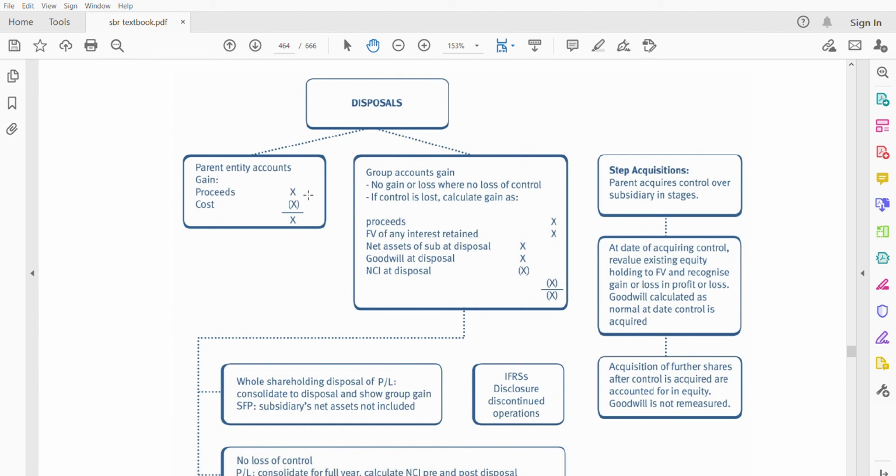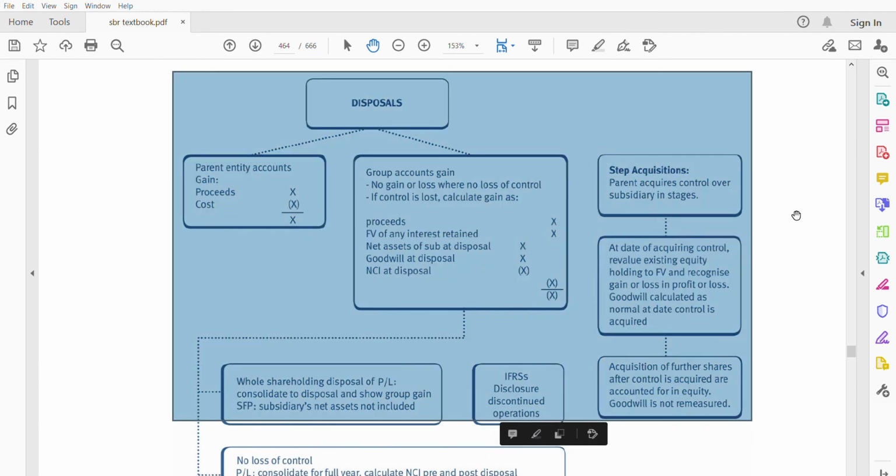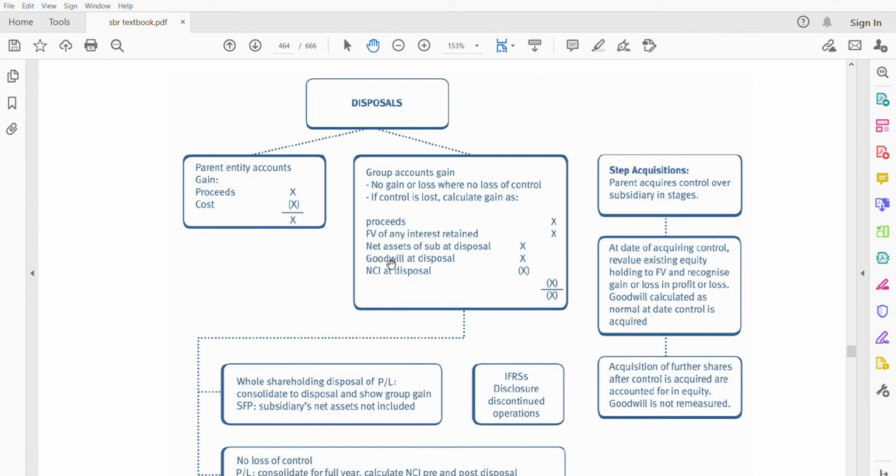But if there is no loss of control, that means no gain or loss is recognised. But if the control is lost, you have to calculate the gain like this. But this is only for the parent entity. Remember that: proceeds minus cost. But for the group, this is the pro forma that you have to follow: proceeds plus fair value of interest retained minus net assets, goodwill, and NCI at disposal. This pro forma, you need to memorize it.